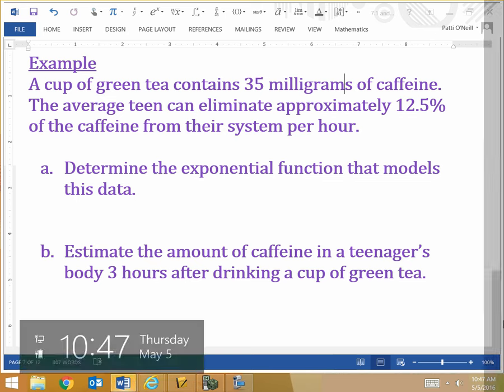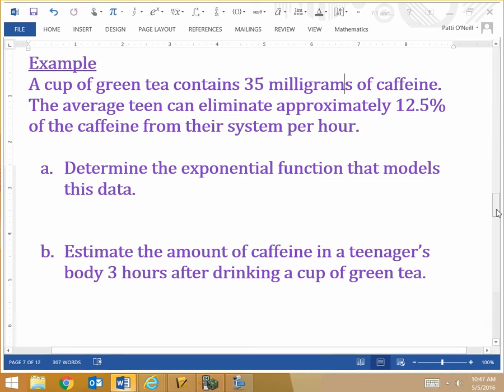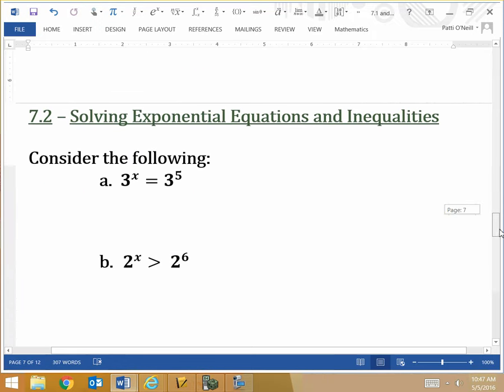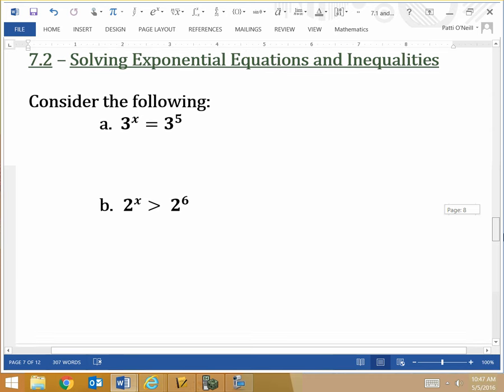That basically covers what's in the first section of chapter 7. Identifying the type of function that you would have, knowing what they look like, and then creating a function. Now the second section delves into actually solving exponential equations and inequalities. So I have two things put up on the screen here. One is an equation and one is an inequality, I'm sorry. I want you to think about them for a second.